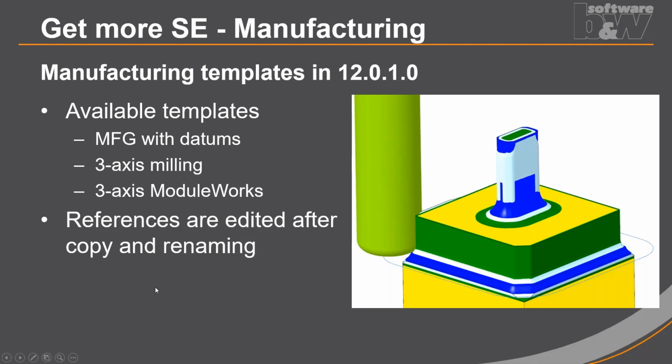Basically, the software loads the templates from the configuration, copies them to the working directory, renames the files and updates the references inside the manufacturing assembly. So this means the reference part and the workpiece have to be replaced by the real models. All of this is done by the software for you.